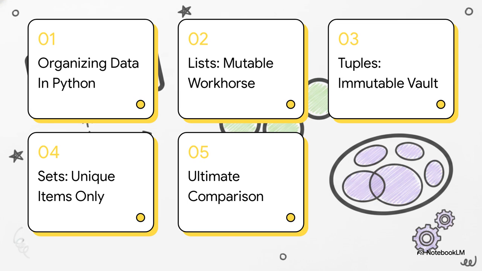So here is our roadmap for today. First, organizing data in Python. Then we'll check out lists, the changeable workhorse, followed by tuples, the immutable vault, and sets, which are for unique items only. Finally, we'll wrap up with the ultimate quick comparison.